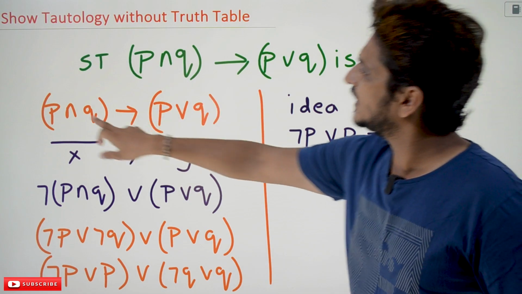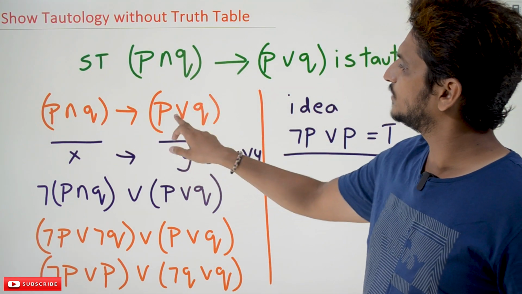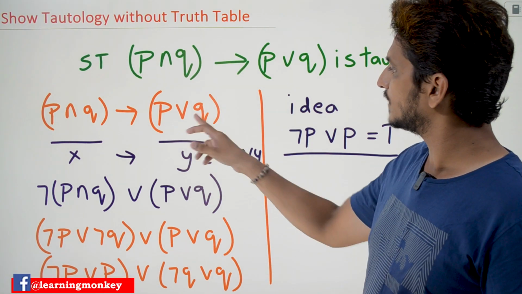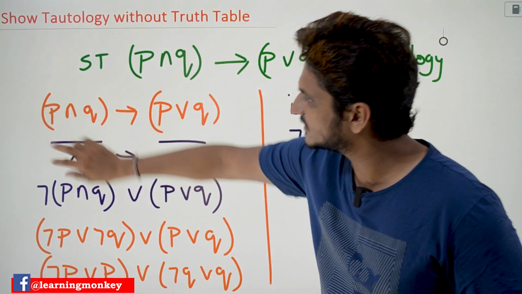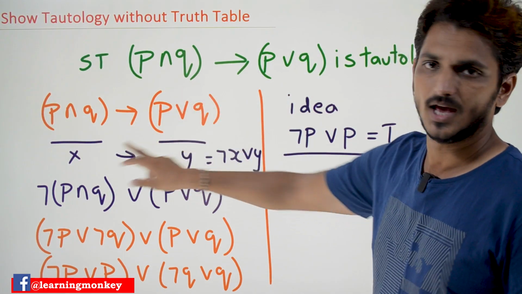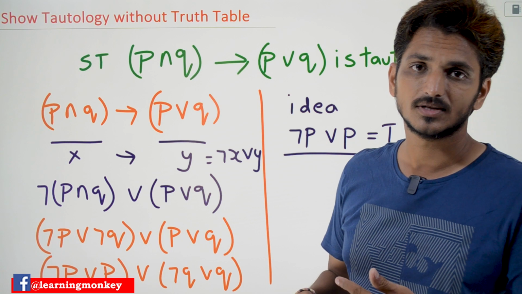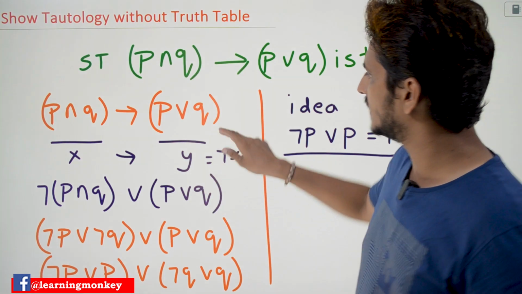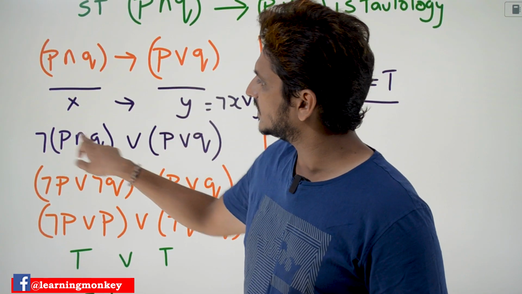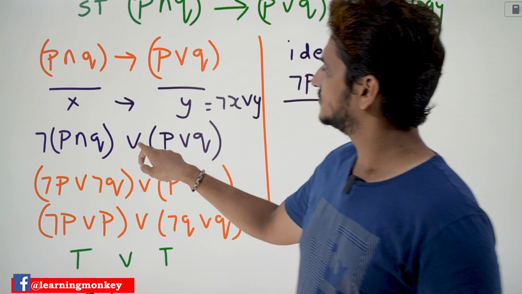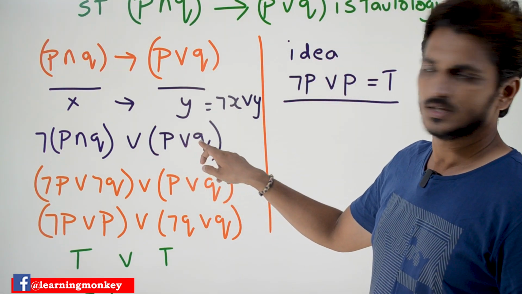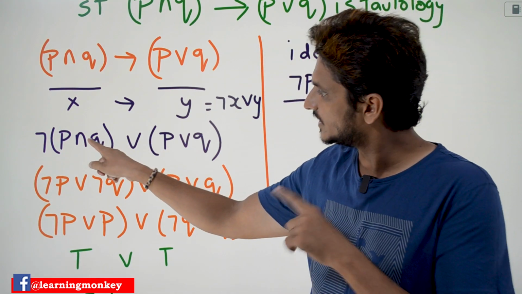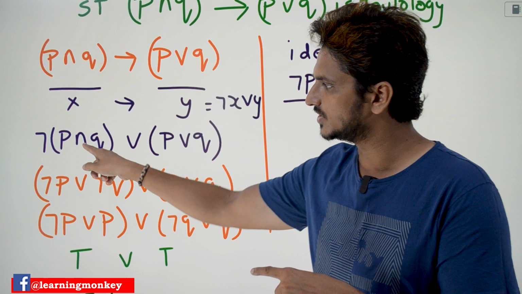Now assume that P conjunction Q implies P disjunction Q. From the implication, P implies Q, you take this as X and this as Y. X implies Y can be written as negation X disjunction Y. Yes, we can write this as negation X disjunction Y. See here, P disjunction Q, disjunction, conjunction. This is a different symbol. All are the same symbols except this.